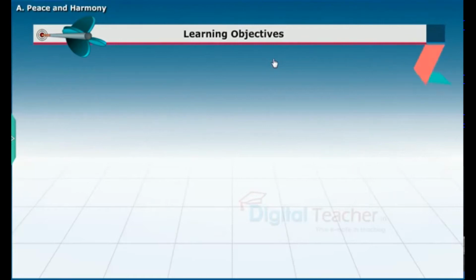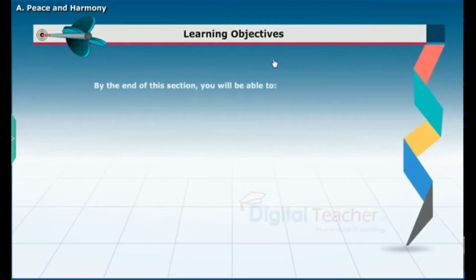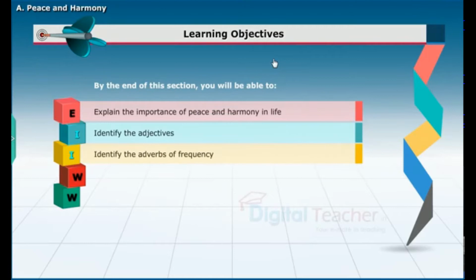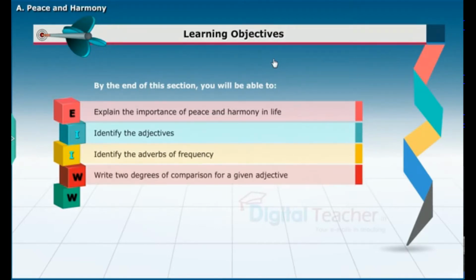Learning objectives. By the end of this section, you will be able to explain the importance of peace and harmony in life, identify the adjectives, identify the adverbs of frequency, write 2 degrees of comparison for a given adjective, and write the script to compare a program.